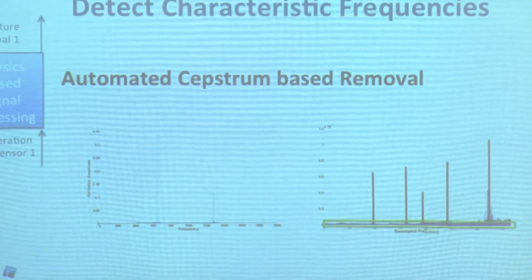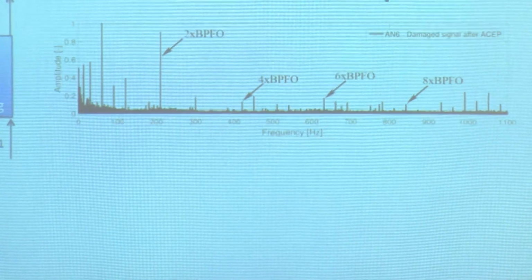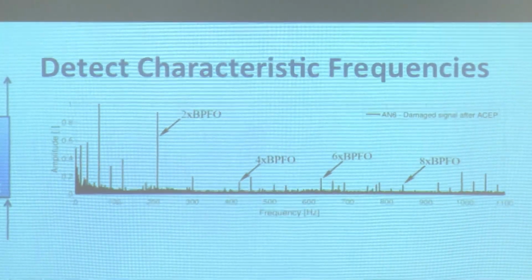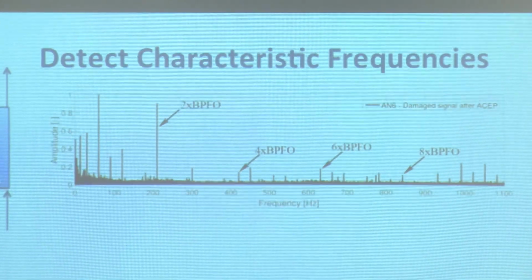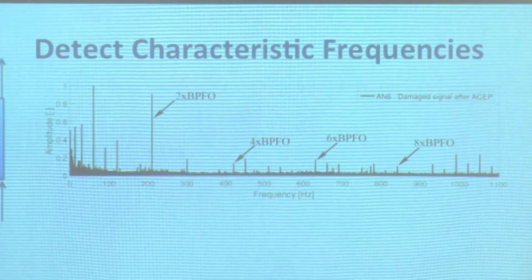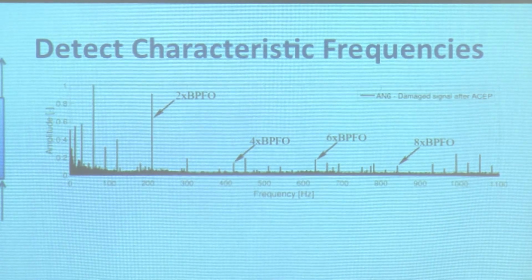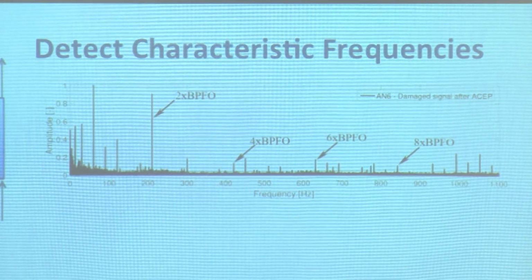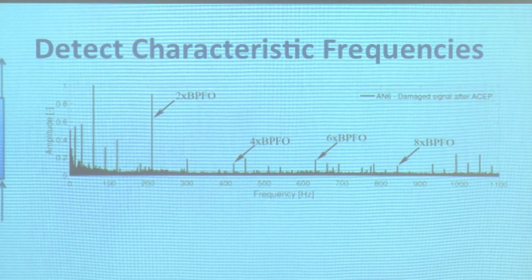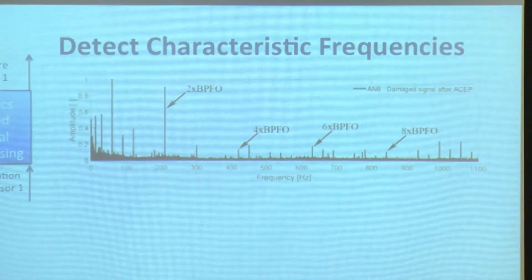We use a thing called cepstrum for this. And then what you get in the end is this. This is the BPFO, the ball pass frequency outer ring, and the ball pass frequency inner ring. So that's what I showed before on the dyno, those characteristic frequency signatures. They start popping out after all of this cleaning, and you can really look at what is happening.